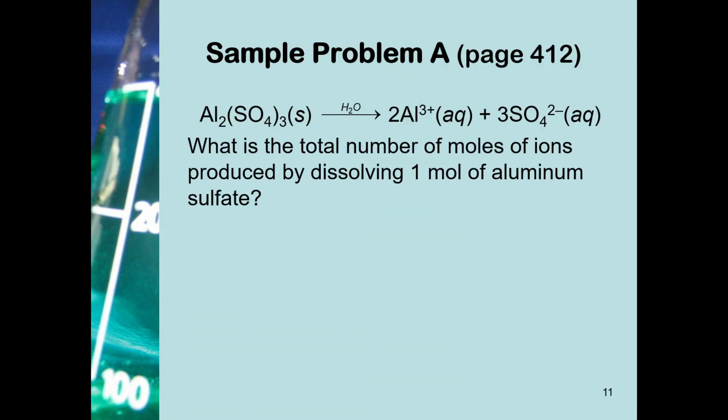So what's the total number of moles of ions produced by 1 mole of aluminum sulfate? Well, if we have 1 mole of aluminum sulfate on the left, we now have 2 moles of aluminum ions on the right, and we also have 3 moles of sulfate ions on the right, for a total of 5 moles of ions.